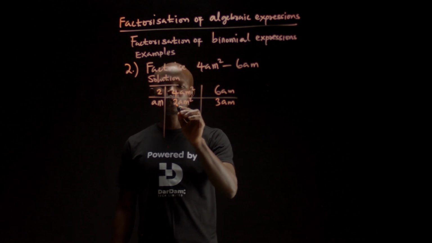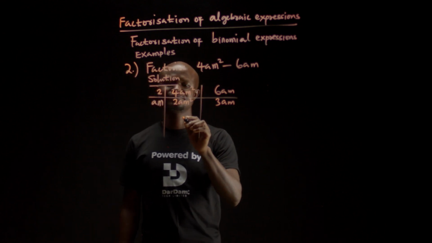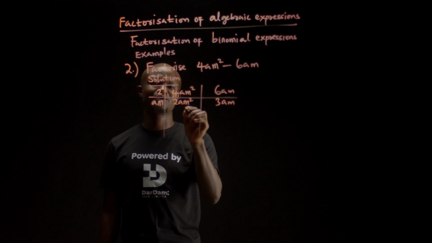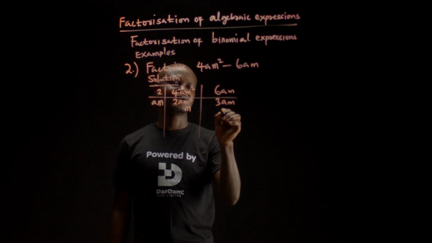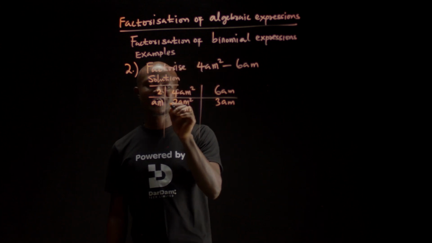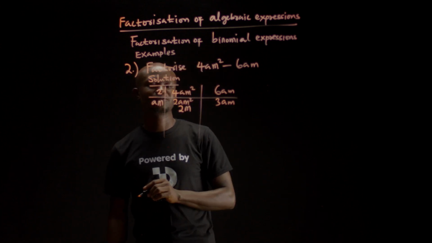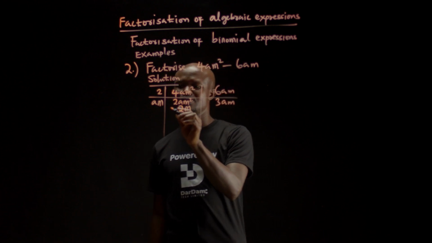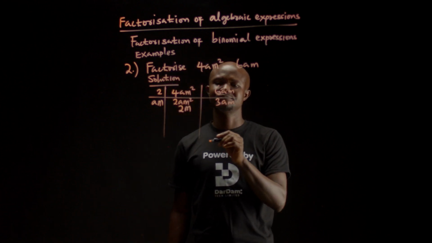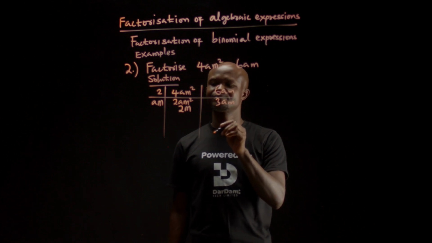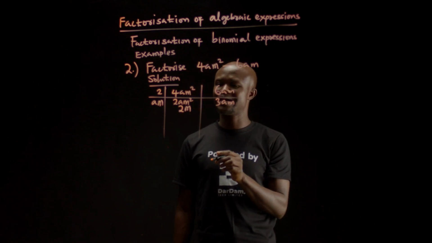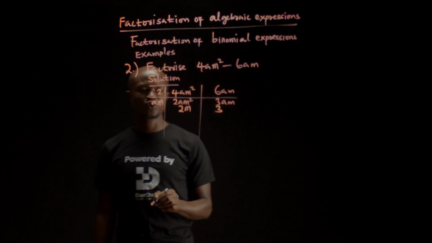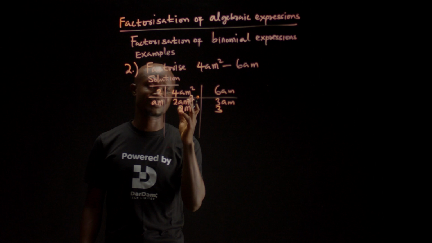Now, we have 2am squared. A we cancel a. M squared divided by m, what do we have? We have m. But we still have 2 here, so it's going to be 2m. Don't forget that. Now, 3am divided by am. Am we cancel am, so we have 3 left here. So we don't have any other thing that can go except 1.